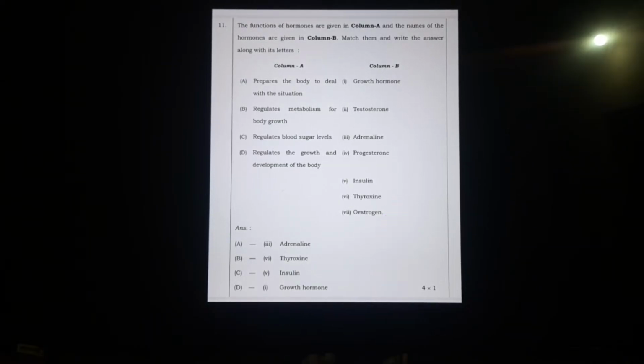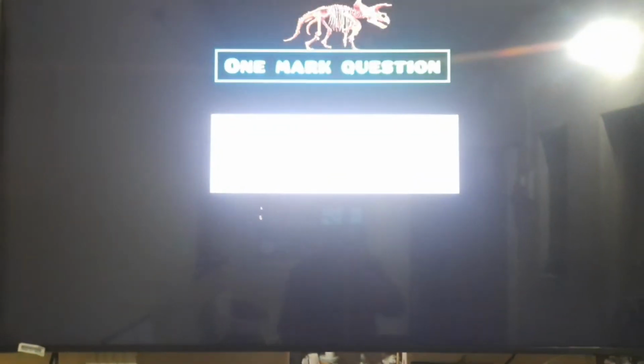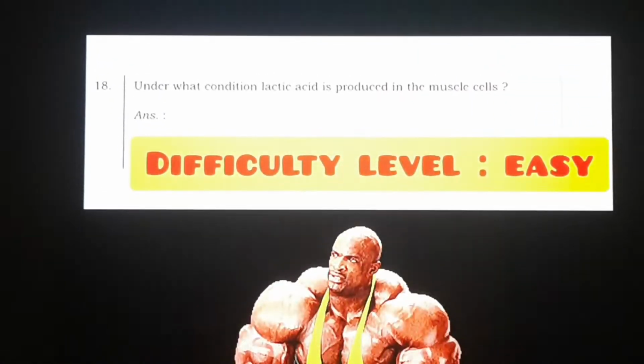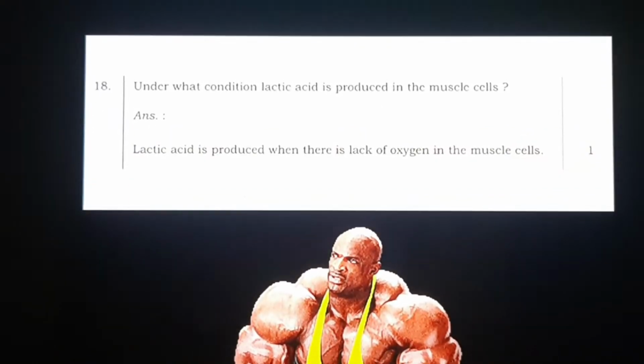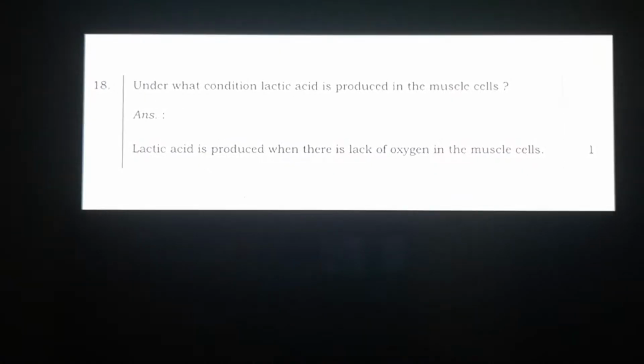Next, one more question. What are fossils? Preserved traces of living organisms are called fossils. Next question. Under what condition is lactic acid produced in the muscle cells? Answer. Lactic acid is produced when there is lack of oxygen in the muscle cells.